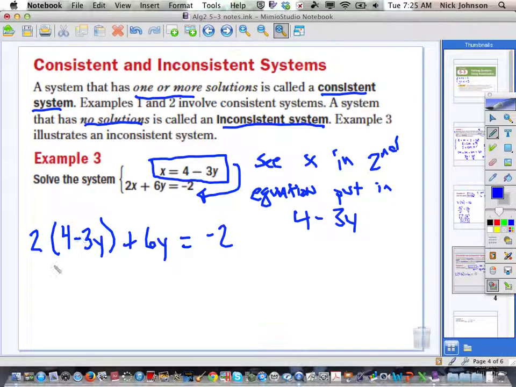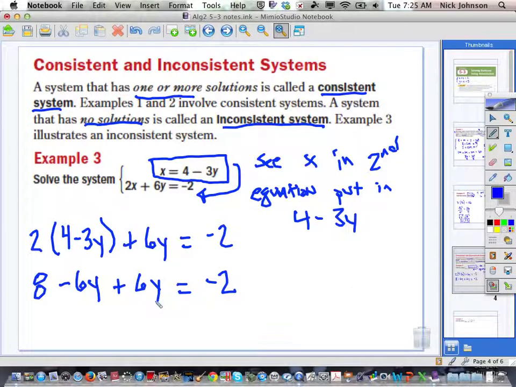You got to get rid of the parentheses. So 2 times 4 is 8. This is a distributive property. 2 times a negative 3 is a negative 6y. Okay. Plus 6y equals a negative 2.